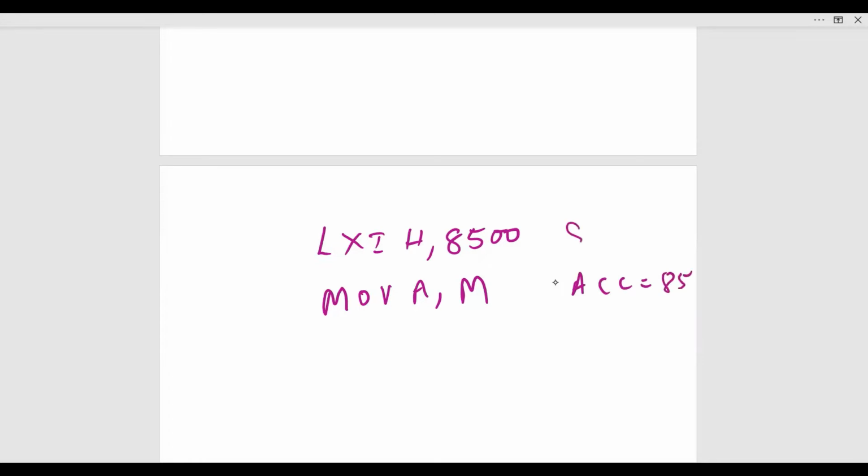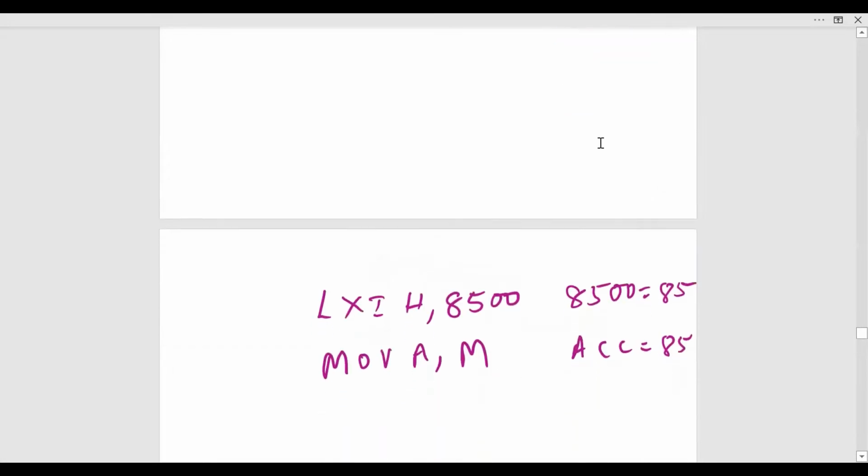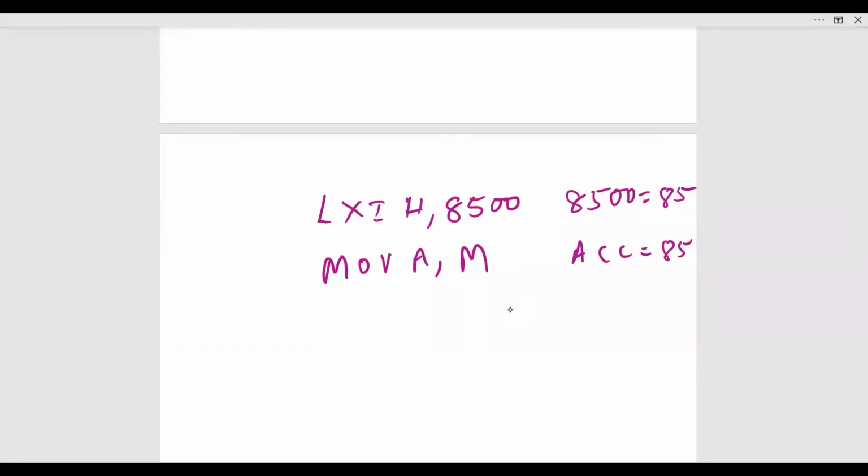So the first number is now in the accumulator. Previously the number was in the memory location 8500, and now we move that to the accumulator. Now the second number is in 8501, so we have to increment the HL pair so that it points to the next address. Presently it is pointing to 8500. So if you write INX H, the HL pair will be incremented by 1, that is, it will be pointing to 8501, which contains the second number 23.